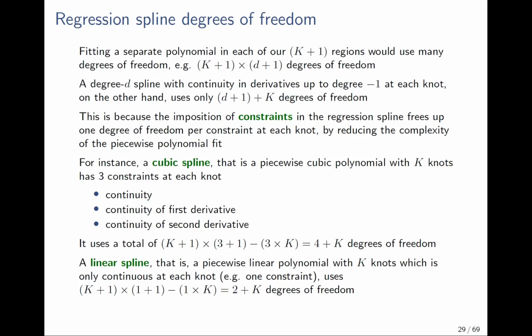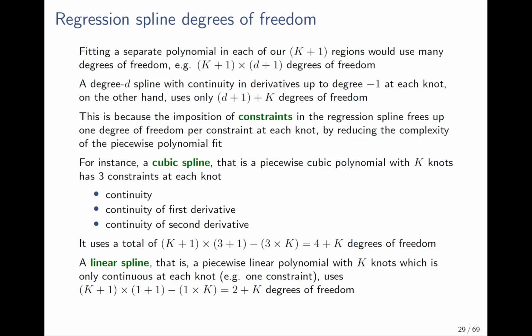With a degree d spline, where we've imposed constraints to ensure continuity in derivatives up to degree d minus 1 at each knot, that's only going to use d plus 1 plus k degrees of freedom. So we save substantially on degrees of freedom by reducing the number of parameters. This is because the imposition of constraints in the regression spline actually frees up 1 degree of freedom per constraint at each knot, because it reduces the complexity of the piecewise polynomial fit. And we don't have to find where the regression is going to fit at the end and start of each knot, because we're constraining it.